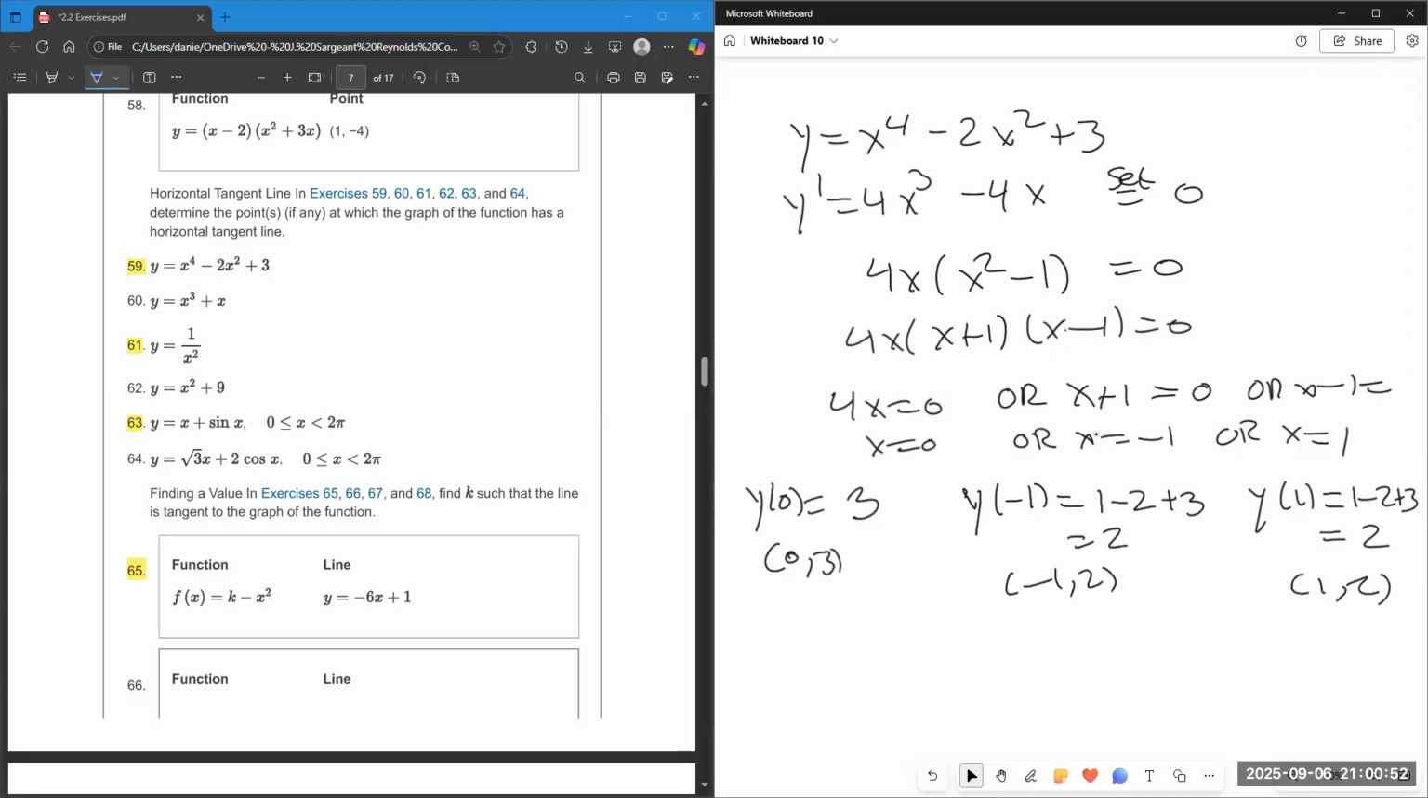So we have 3 horizontal tangent lines for our 4th degree polynomial with those possible turning points. Those turning points in the graph will be at 0, 3, negative 1, 2, and 1, 2. See, that was 65.